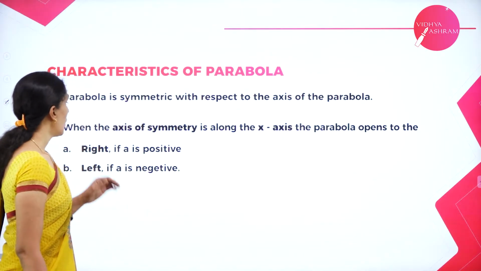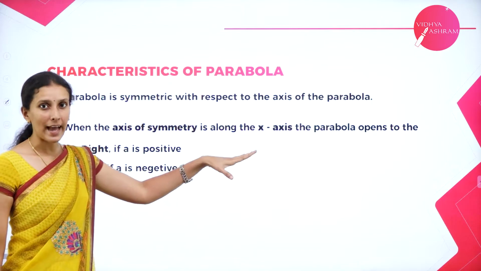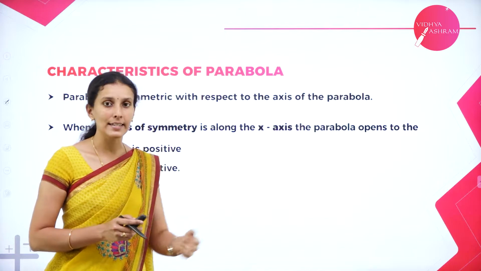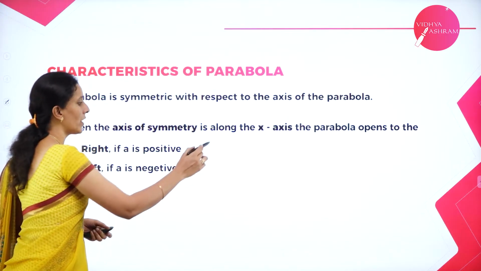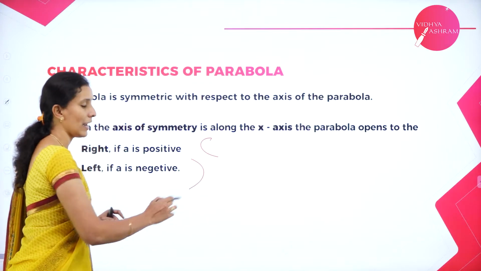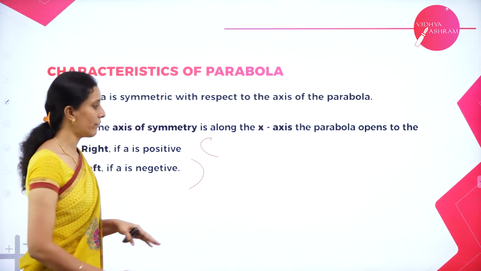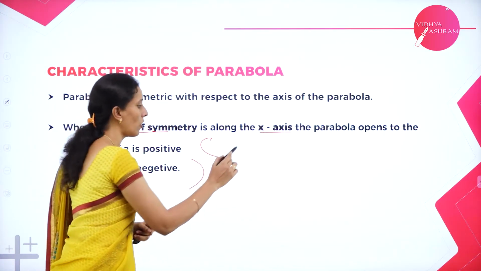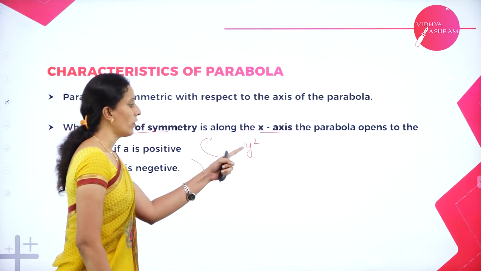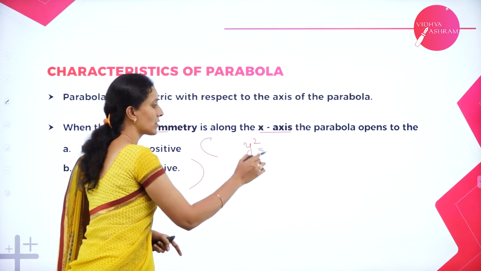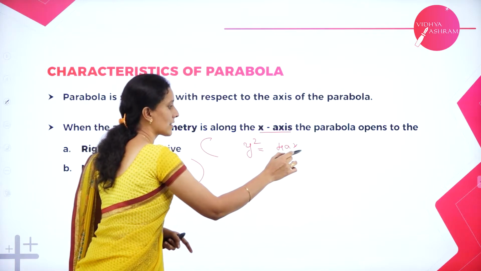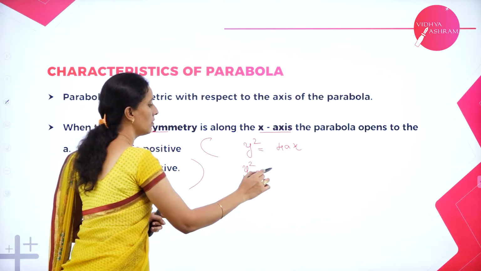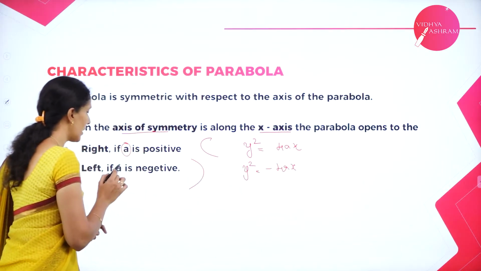The next one is, when the axis of symmetry is along x-axis, which way does the parabola open? If the axis of symmetry is along x-axis, the parabola will either open towards right or towards left. This can be easily verified. If the axis of symmetry is x-axis, the equation always starts from y square. If y square is equal to 4ax, here a is positive, and y square is equal to minus 4ax, here a is negative.